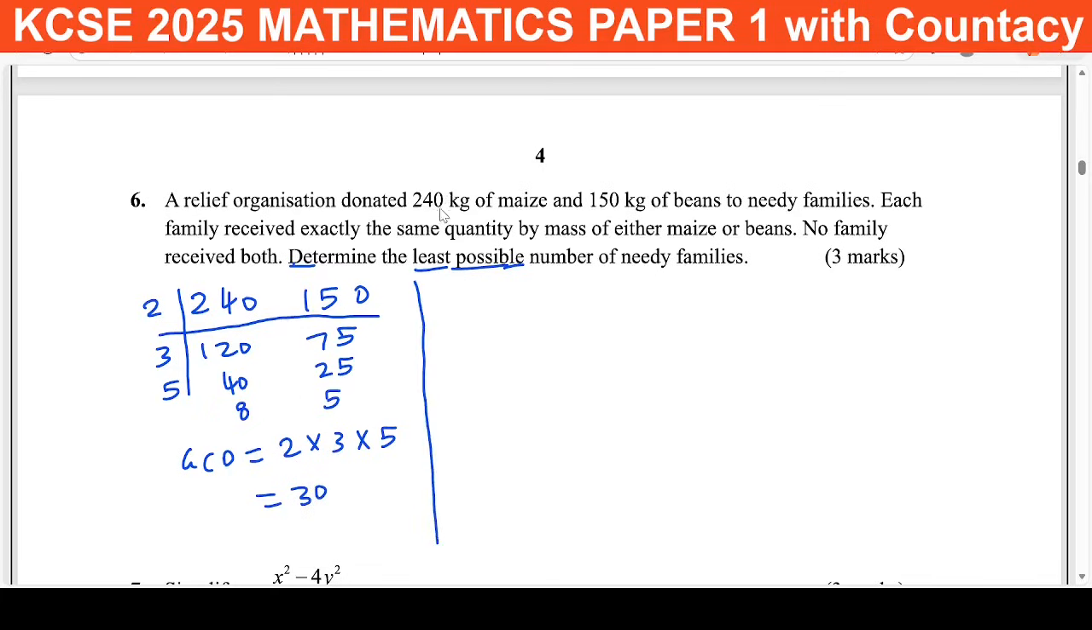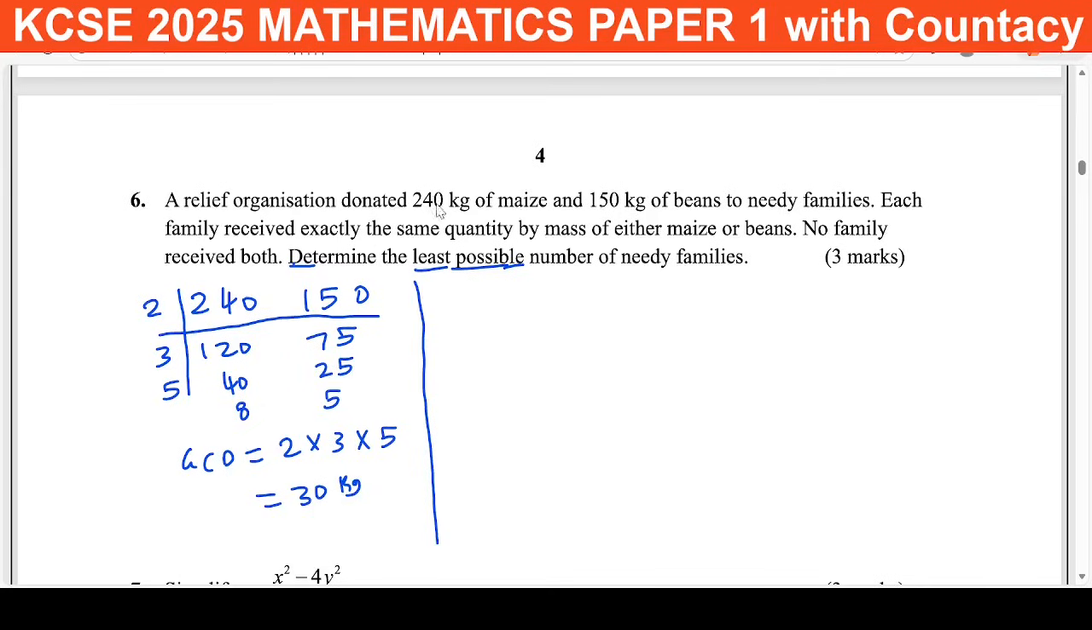So let's get back to the question. It's really very important. A relief organization donated 240 kg of maize and 150 kg of beans to needy families. Each family received exactly the same quantity by mass of either maize or beans. No family received both. Determine the least possible number of needy families. So, to be able to determine this, that implies that these 240 kg were divided in terms of 30 kg bags. Similarly, the 150 kg were divided in terms of 30 kg bags.